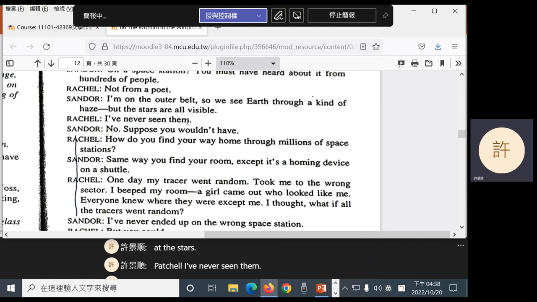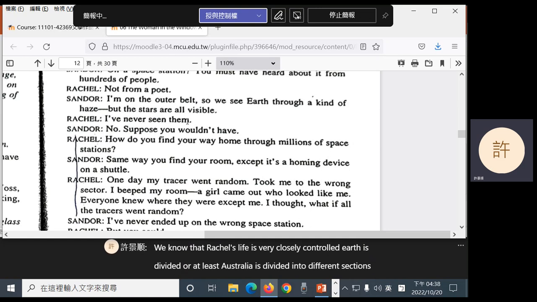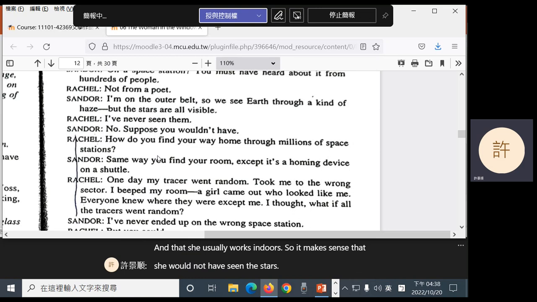We know that Rachel's life is very closely controlled. Earth is divided, or at least Australia is divided into different sections, and she usually works indoors. So it makes sense that she would not have seen the stars. She doesn't have the time or the freedom to do something so useless as to look at stars.